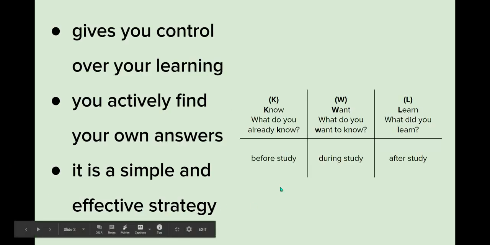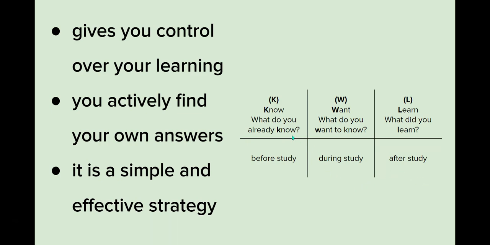KWL is basically a little chart that you can make yourself on a piece of plain paper. You want 3 columns. K, what do you already know about the topic or what you are reading about? W, what do you want to know about the topic or the piece of reading that you're doing? And L, what did you learn from your reading and answering your own questions?